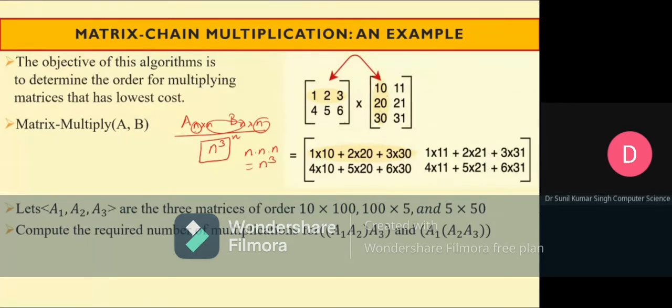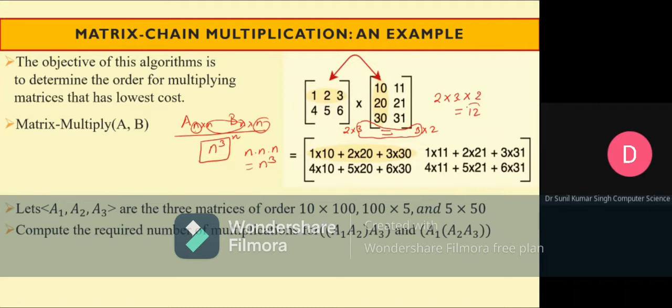Similarly here, the order of this matrix is 2 cross 3, and this one is 3 cross 2. First we have to check whether these two matrices are compatible or not. Of course, the column of the first matrix is equal to the row of the second matrix, so these matrices are compatible. Now the way we computed the number of multiplications here, let's compute: 2 first, then the intermediate 3, and then the last one 2. So 2 into 3 into 2, how much? It is 12.